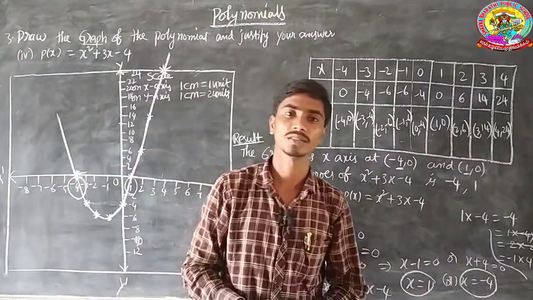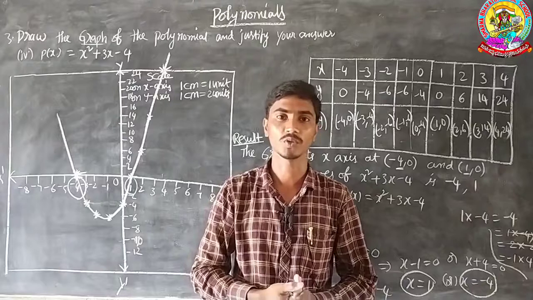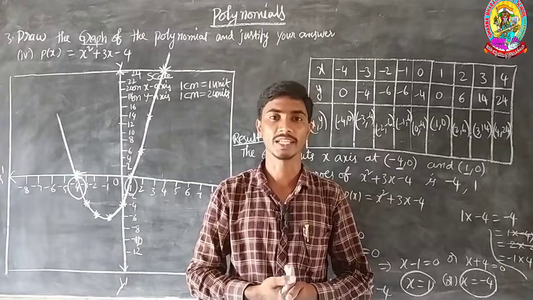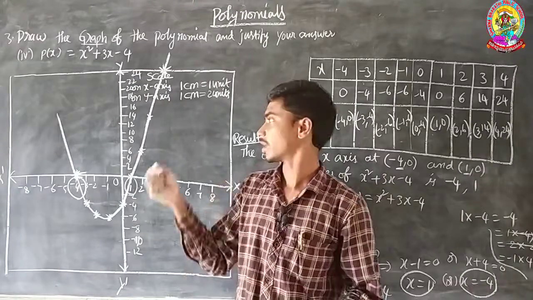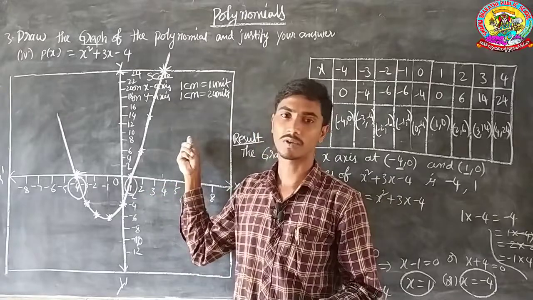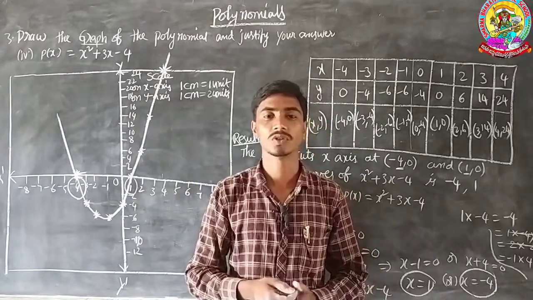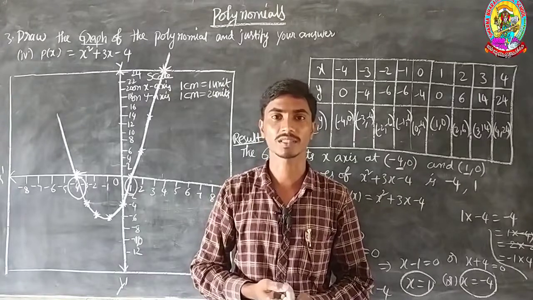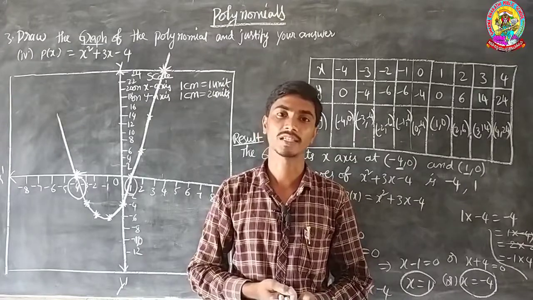So my dear students, up to now we have learned how to find the zero of a linear polynomial from the graphical view and algebraic view, and here in quadratic equations also. So try to do the remaining sums in exercise 3.4 and the practice examples also.